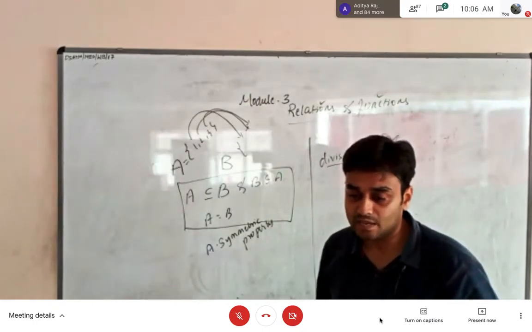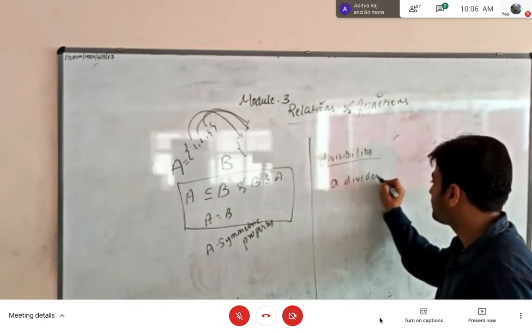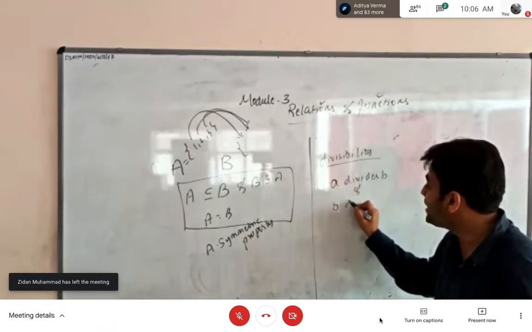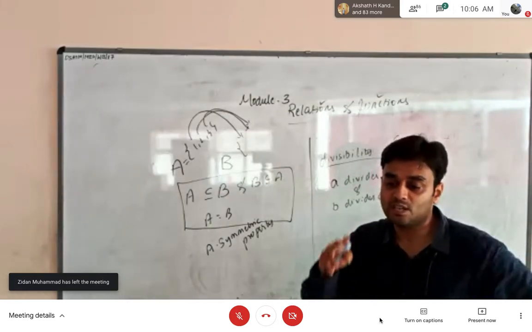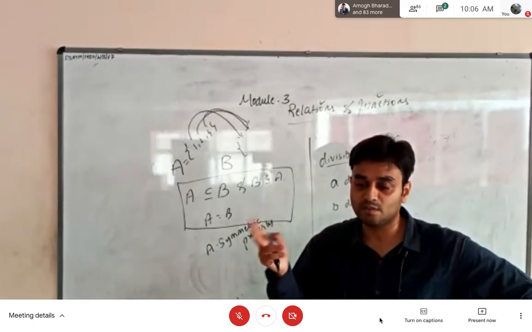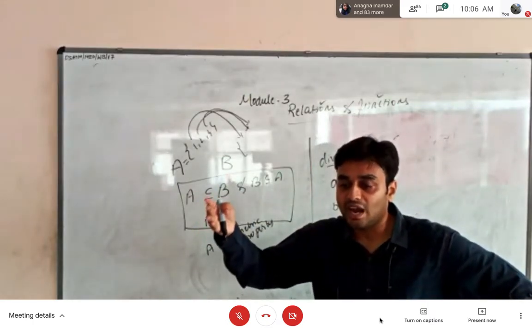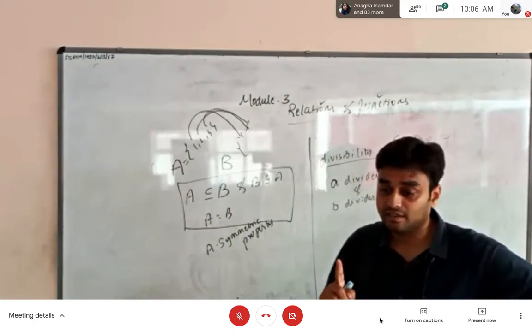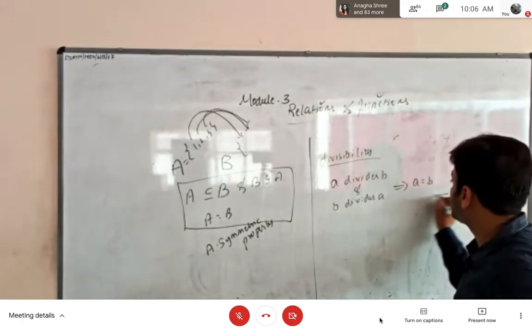If you ask me for one example, I'll tell you. Say for example, A divides B, and B divides A. When is this possible? Say for example, 2 will divide 4, but 4 will not divide 2. Okay, 4 is a multiple of 2. So if some element X divides Y and Y also divides X, it is possible only when both are equal, right? So this is possible only when A and B are equal.